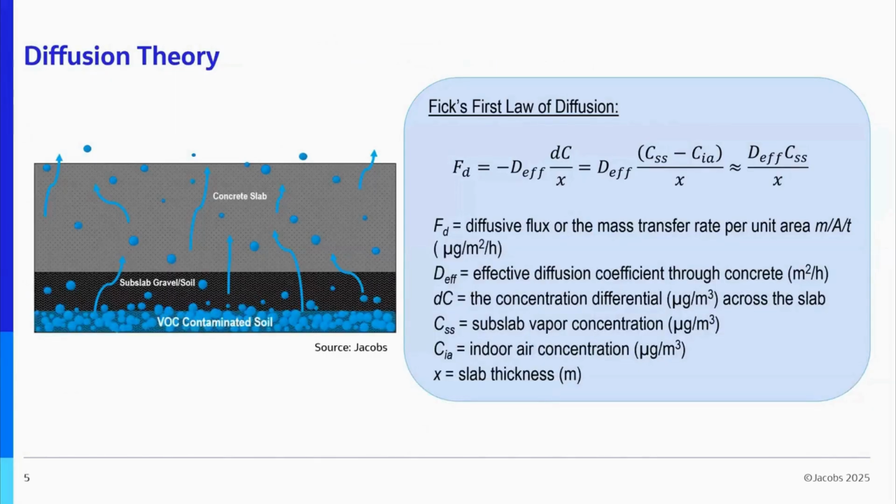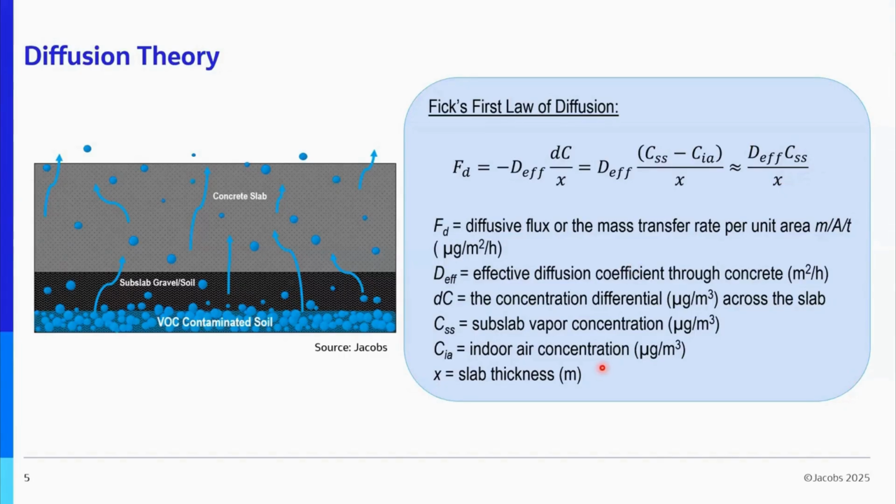So I'm going to skip to diffusion theory right now so we can talk a little bit about theoretical calculation of flux through a slab. Diffusion through concrete basically follows Fick's first law of diffusion, which is shown here in this equation. It's a differential equation, but it's actually a pretty simple one, and it gets even simpler when you realize that indoor air concentration is basically negligible compared to the subslab, typically. So then Fick's first law really reduces to a simple four-term equation where the flux is equal to an effective diffusion coefficient times the concentration beneath the slab divided by the slab thickness.